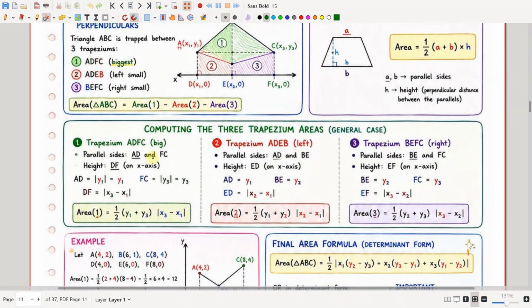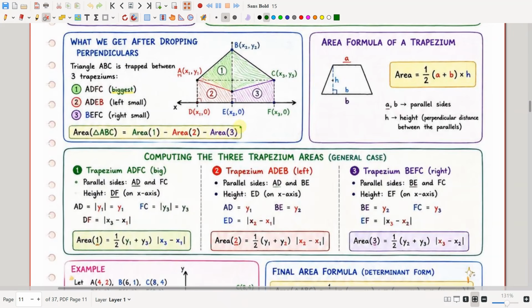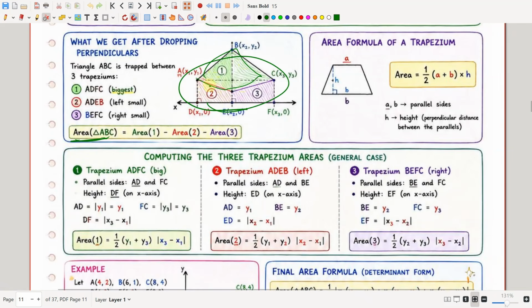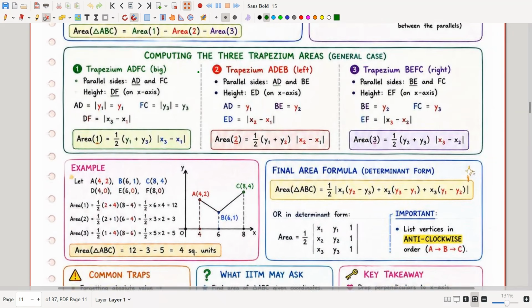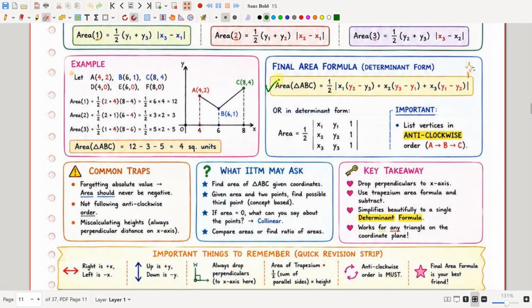So if you cannot find the area of a triangle directly, you can find the area of the triangle ABC as area 1 minus area 2 minus area 3. Ultimately you will get the area of this triangle. So this is one method.